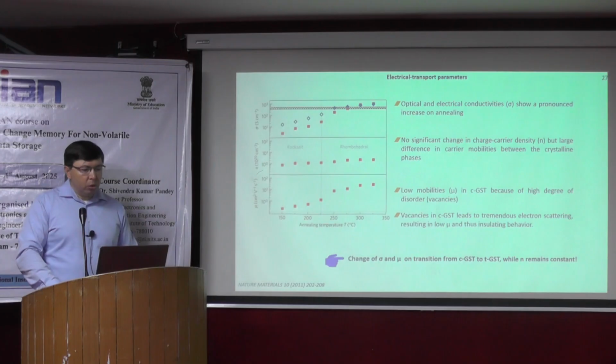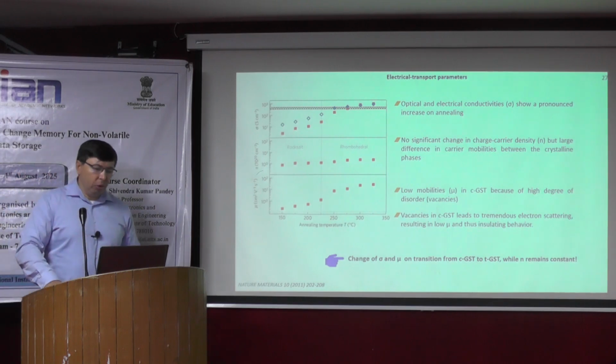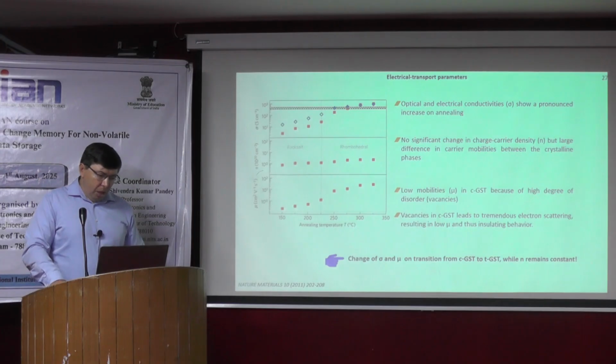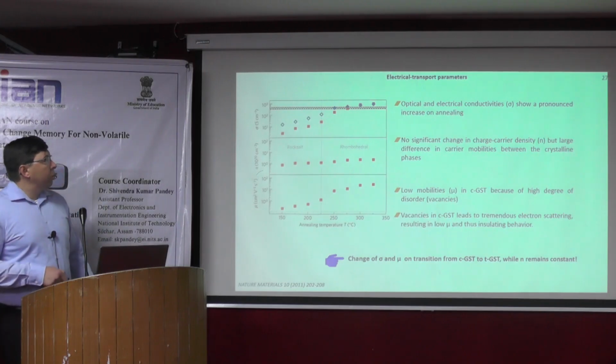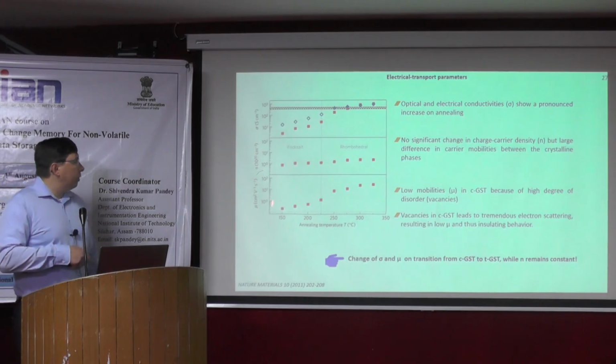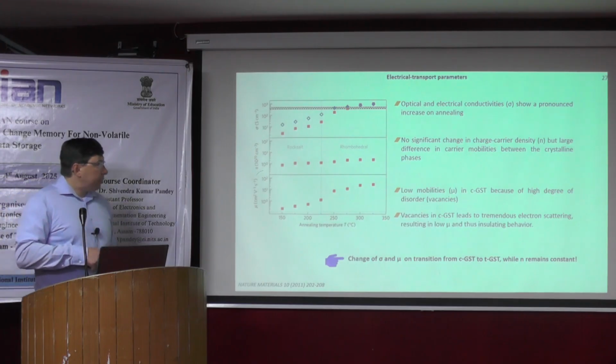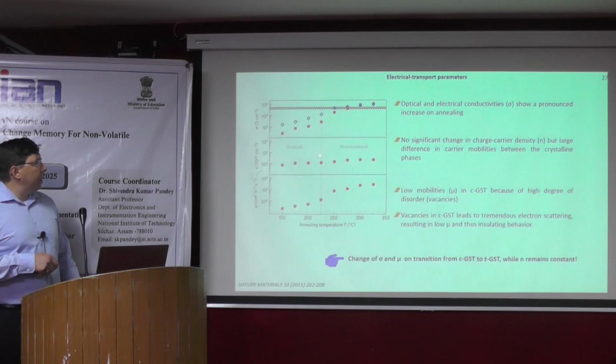Now let us look at some properties of GST material, because they are very important for electrical switching or electrical measurements, and also for device construction. First of all, electrical conductivity. It also changes with temperature, so it increases, as you can see here, from the cubic disordered phase to the more ordered trigonal phase. The charge carrier density, however, stays constant. Here it does not change too much.